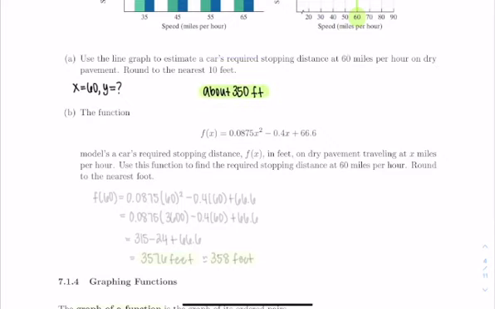Now the function f of x equals 0.0875x squared minus 0.4x plus 66.6 models a car's required stopping distance f of x in feet. So this is like our y that we looked at on our graph earlier, and x is the miles per hour. We want to use this function to find what the actual required stopping distance is and round to the nearest foot. We were able to estimate using the graph, but I want to know what the actual distance is.